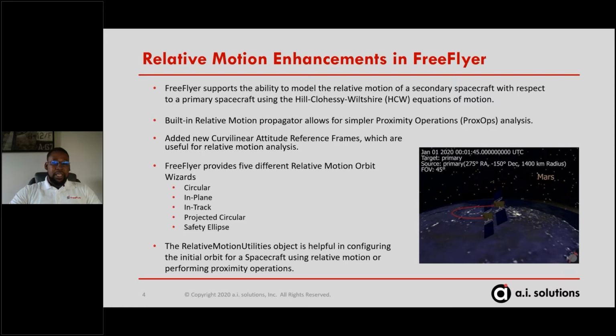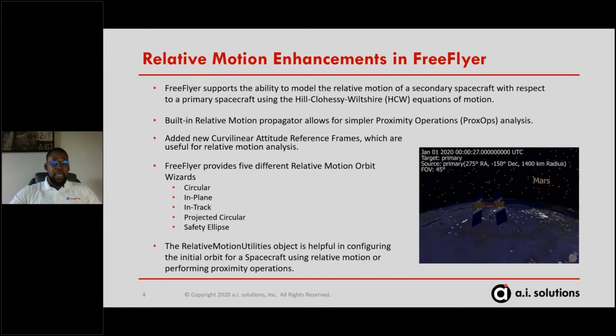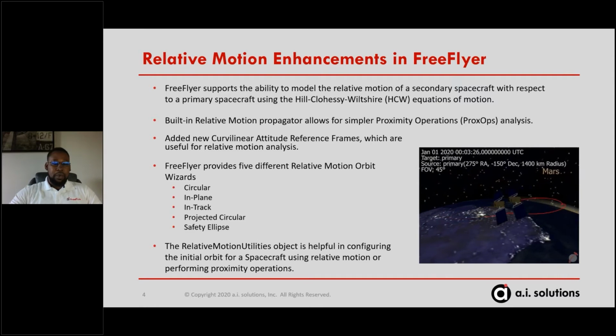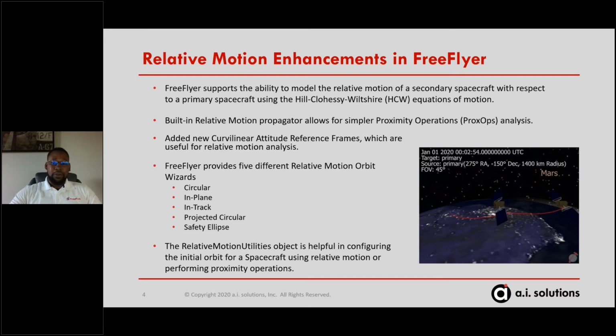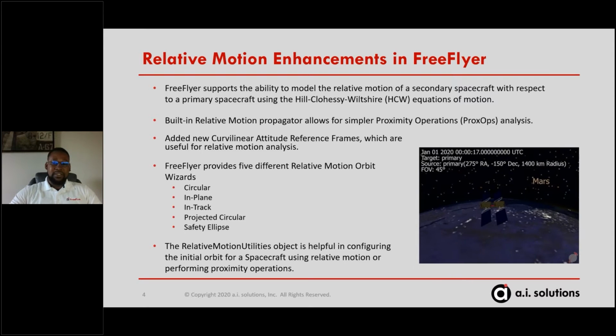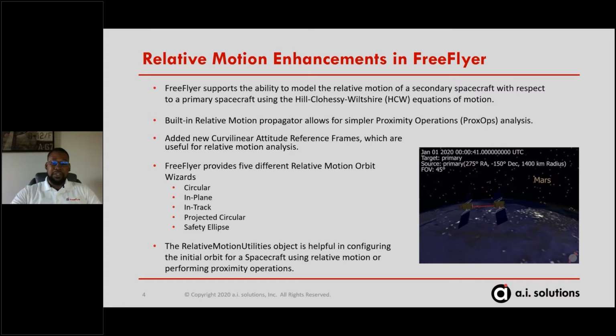And then another big one is our relative motion utilities object, which is going to be helpful for a user to configure the initial orbit of a spacecraft that's going to be using relative motion or performing proximity operations analysis. And we can see a simple example of using our new built-in relative motion in this image on the right, where it's just showing one spacecraft orbiting a second spacecraft as that primary spacecraft is being propagated.